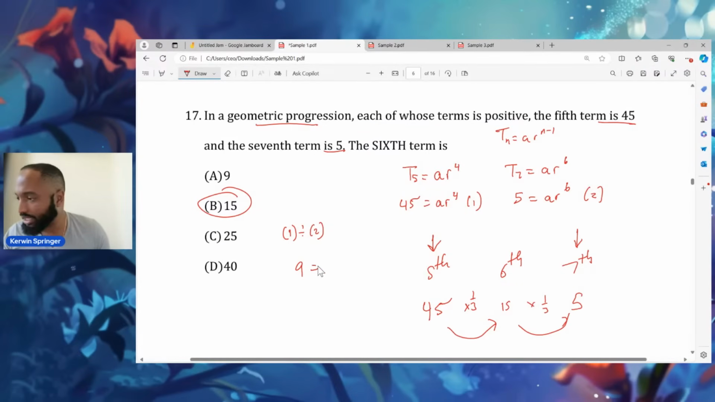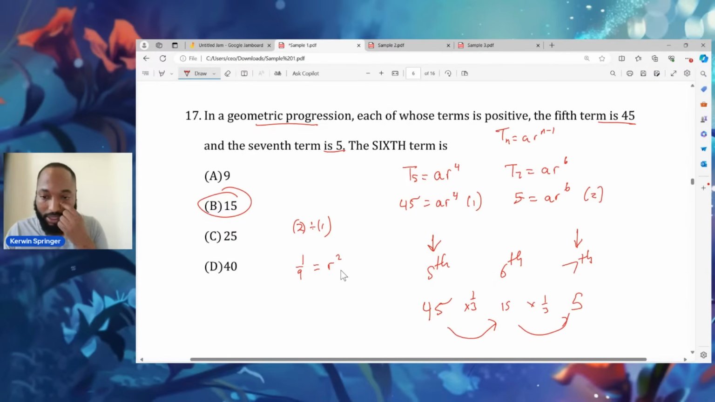And you'll get, I said 1 over 2, my bad. I should have said 2 over 1, but fine, you'll get r to the power of negative 2. If I divided the other way around, 2 divided by 1, either get 5 over 45, either get 1/9 is equal to r to the power of 2.